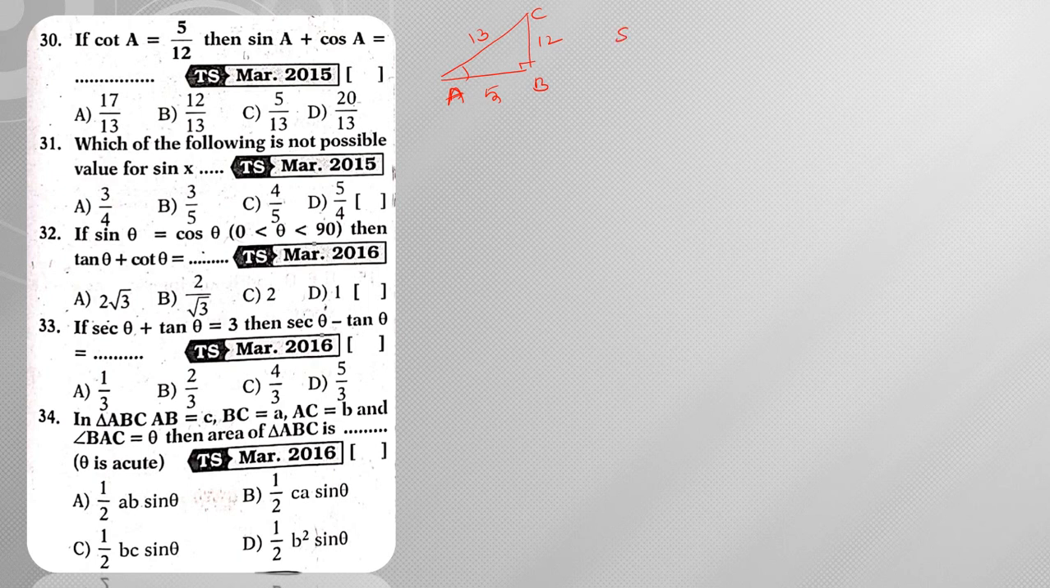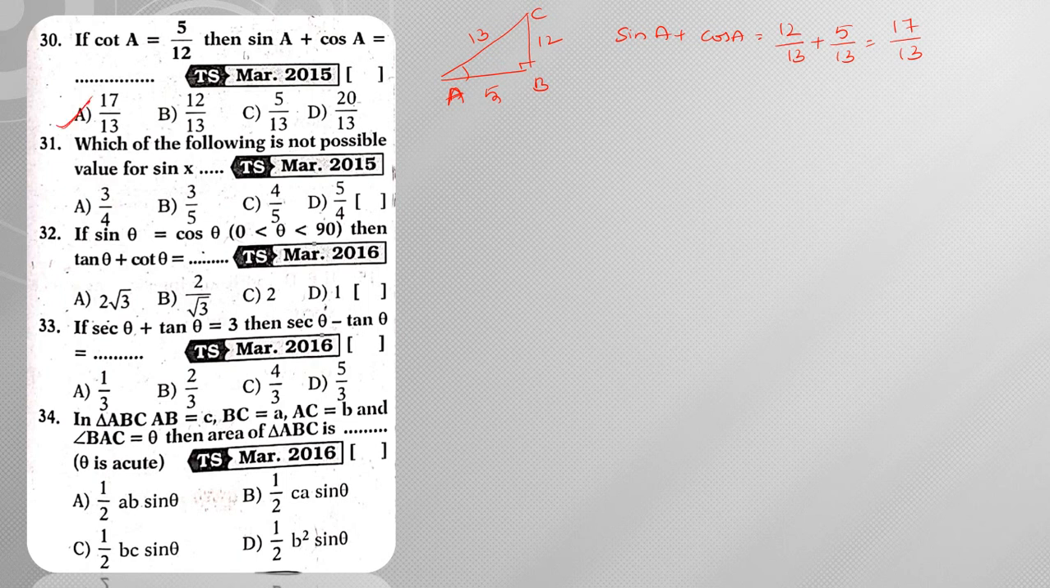Now based on this, sin A plus cos A. So what is sin A here? Sin A is nothing but opposite by hypotenuse. So it is nothing but 12 by 13 plus 5 by 13. 12 plus 5 is 17 by 13. Hence the answer is 17 by 13.